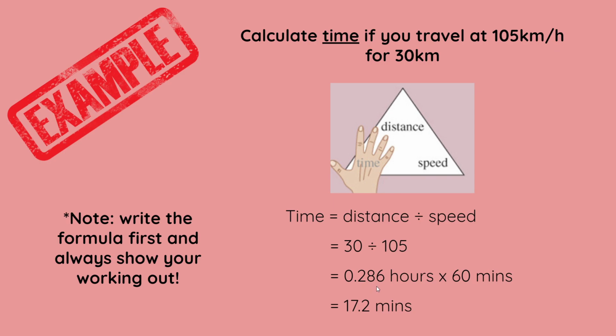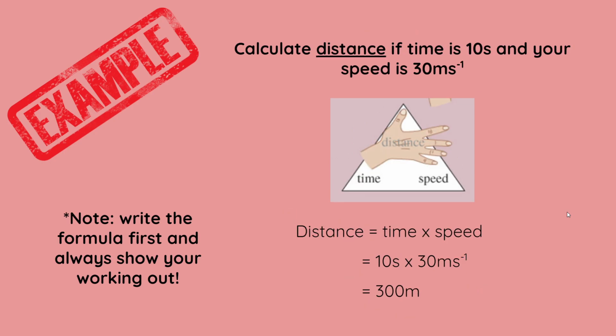What have I done here? I think that this is the answer. 30 divided by 105 is this. It's because it's a funny number and we don't really know what 0.286 hours is. So that's why I times it by 60 to get the number of minutes. So it turns out to be 17.2 minutes. Sorry about that. I forgot what I did there. I did this a long time ago.